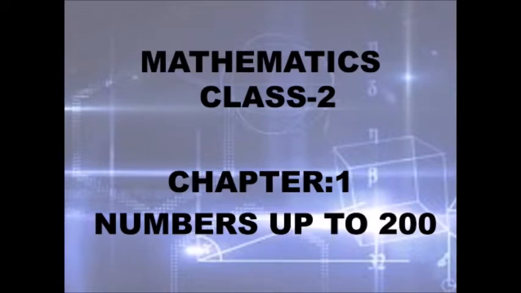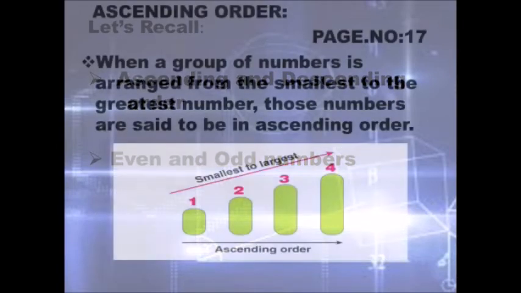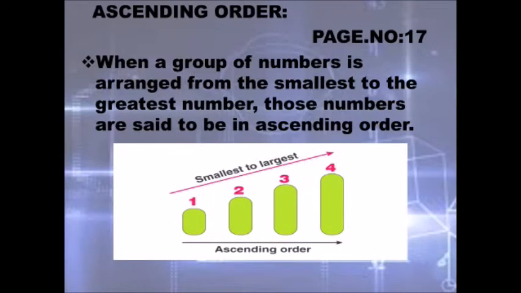Hope you have watched the previous class. Today we are going to focus on some more important topics, and it is a continuation of chapter 1, numbers up to 200. Before moving forward, let's recall the previous topics. First one, ascending order and descending order. So what is meant by ascending order?